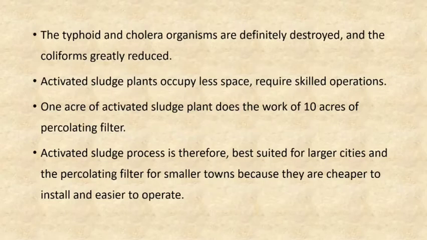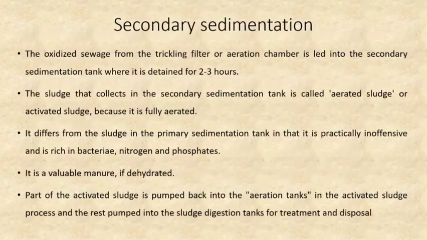After the activated sludge process or trickling filter process, the sewage is allowed to go into secondary sedimentation. In secondary sedimentation, the oxidized sewage from the trickling filter or aeration chamber is led into a secondary sedimentation tank where it is detained for 2 to 3 hours. The sludge that collects in the secondary sedimentation tank is called aerated sludge or activated sludge because it is fully aerated.